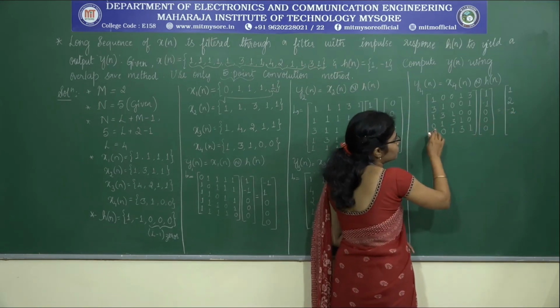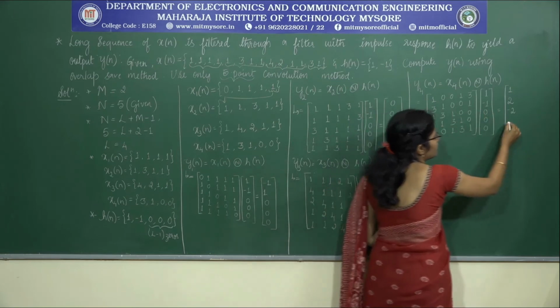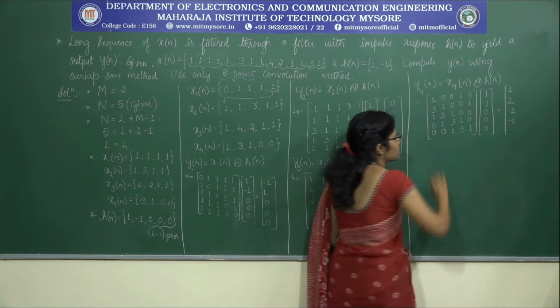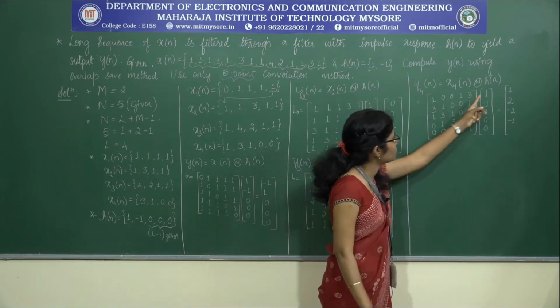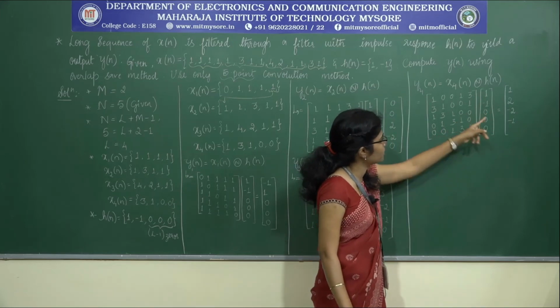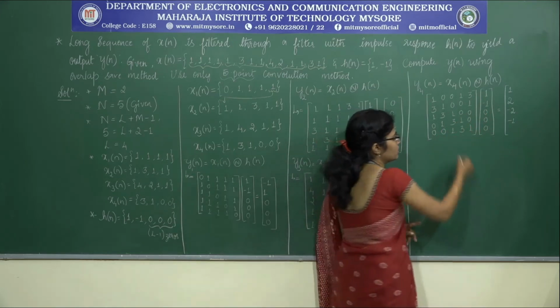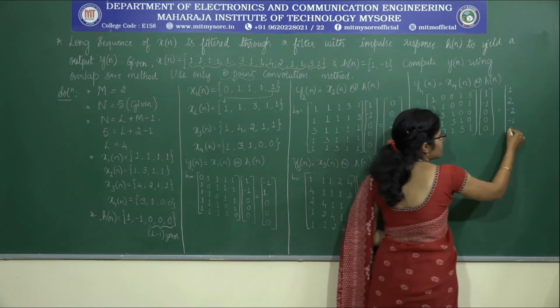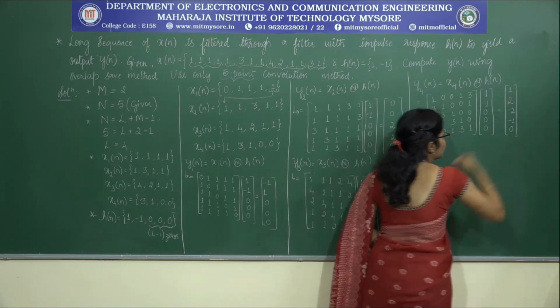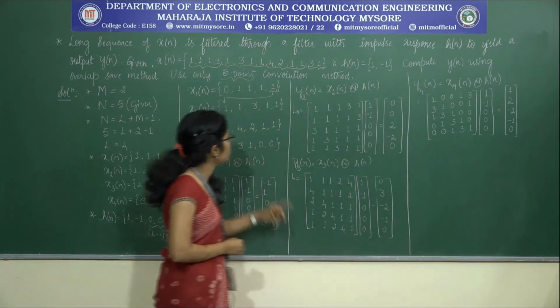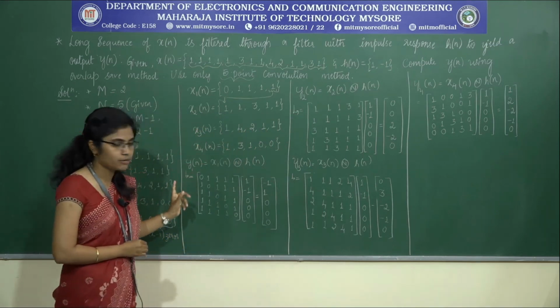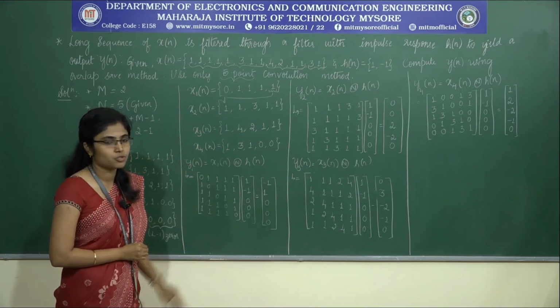Again coming to the fourth row, 0 into 1 is 0, 1 into minus 1 is minus 1, rest of the elements are 0. Again 0 into 1 is 0, 1 into minus 1 is 0, so here these are also multiplied with 0, finally we get 0. Okay. We had 4 subdivisions of the input, I found out 4 subdivisions of the output.